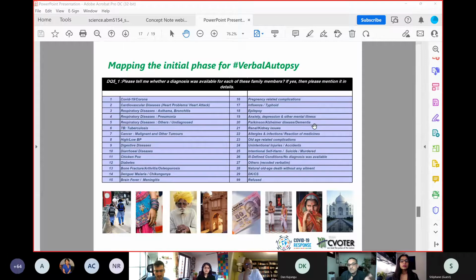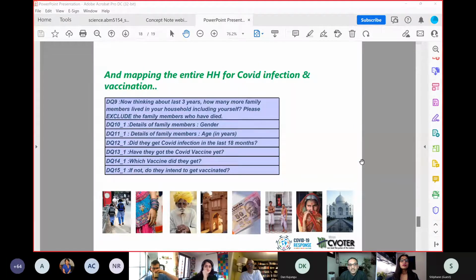But these first top-of-the-mind recall details are very much available within the same mortality survey, mapping actually why the person died, and the details if the household members or the family members had those details with them. And then finally, we mapped the remaining household members, those who are still living in the household, and other details of the household members, and if they also got infected with COVID, and if they got the COVID vaccine yet.